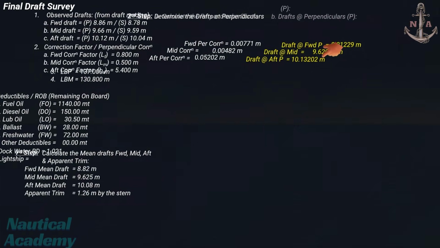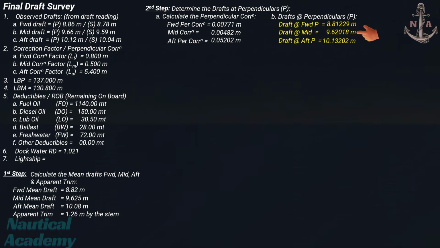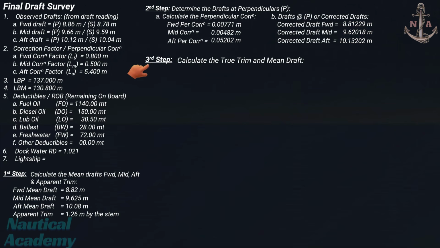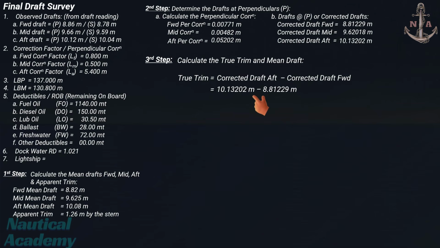These drafts at the perpendiculars, including the midships draft, are commonly known as the corrected drafts. Next, let's calculate the true trim and mean draft using the corrected drafts. The true trim is equal to corrected aft draft minus corrected forward draft. Simply subtract the lesser value from the greater. In this case, the true trim is 1.31973 meters by the stern.